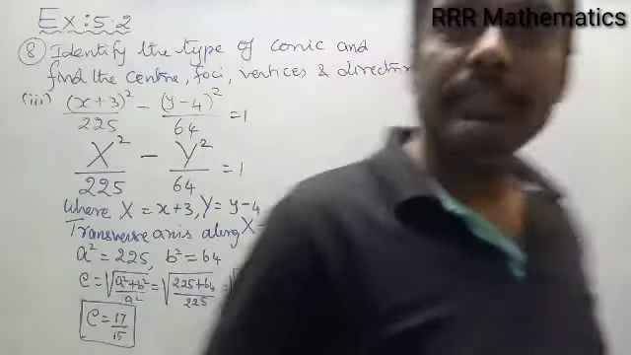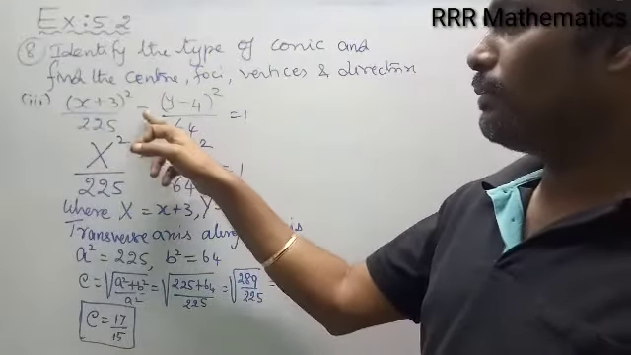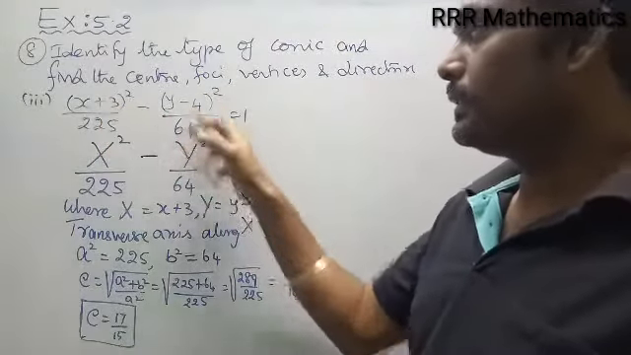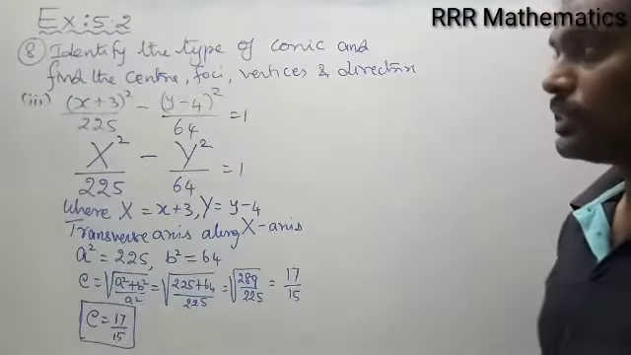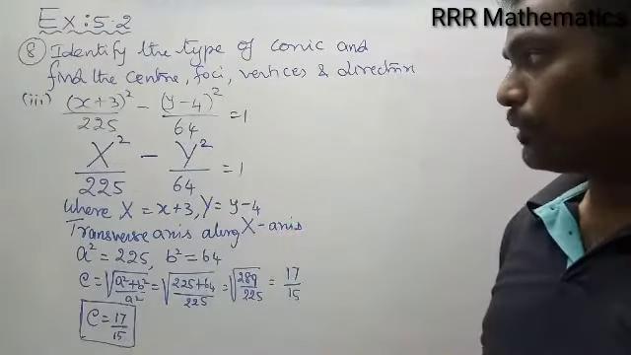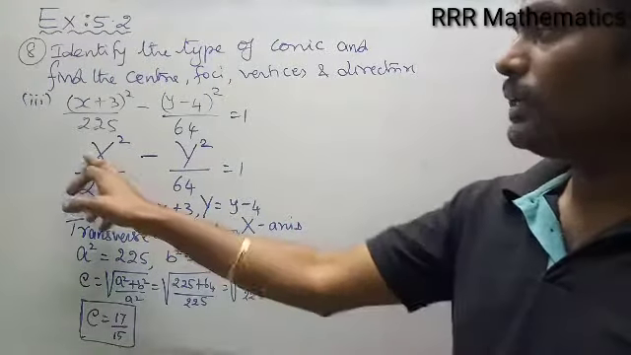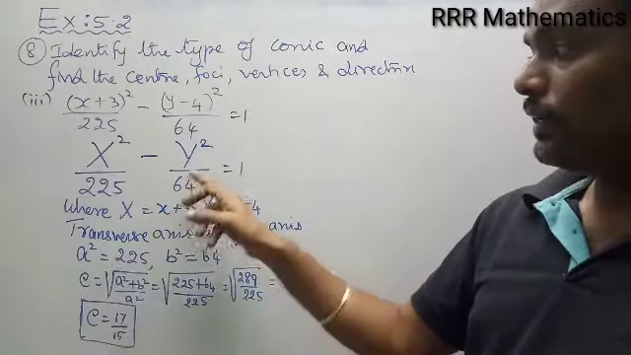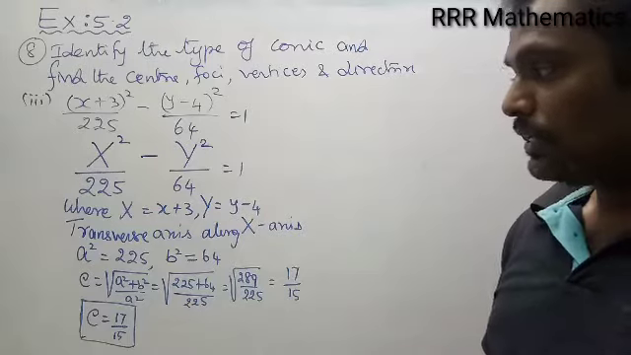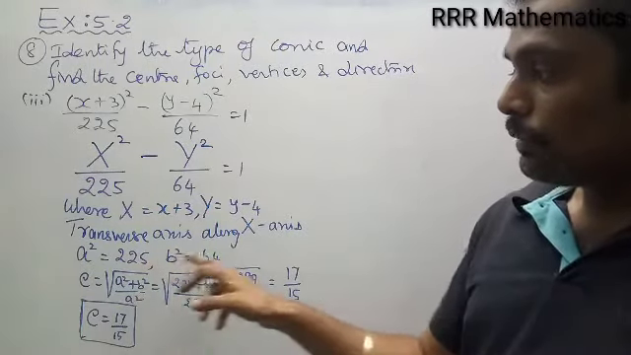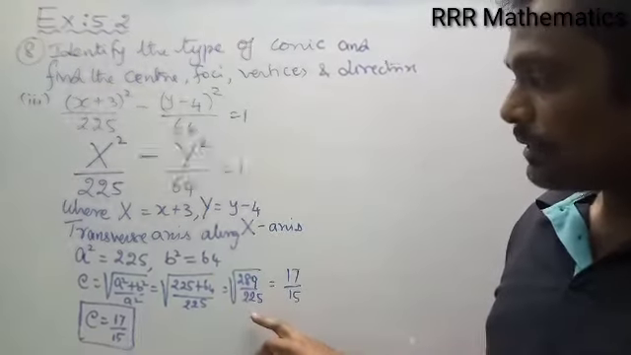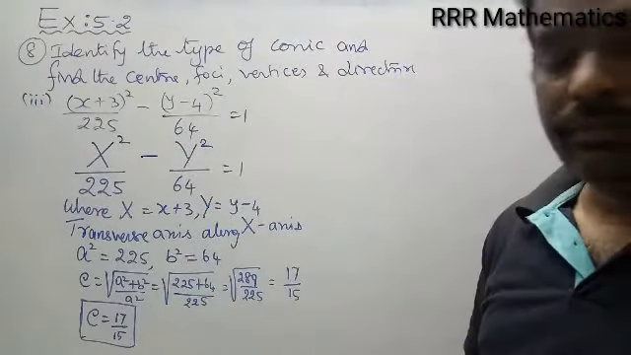See, in this case we have (x plus 3) whole square by 225 minus (y minus 4) whole square by 64 equal to 1. When we replace these as capital X and capital Y, I get the standard equation of the hyperbola, capital X square by 225 minus capital Y square by 64 equal to 1. The transverse axis is along the X axis, a square is 225, b square is 64, and E is the square root of (a square plus b square) by a square, which is the square root of 225 plus 64 by 225. It gives the sum as 289 divided by 225. After taking the square root, it gives 17 by 15. That is the value of E.